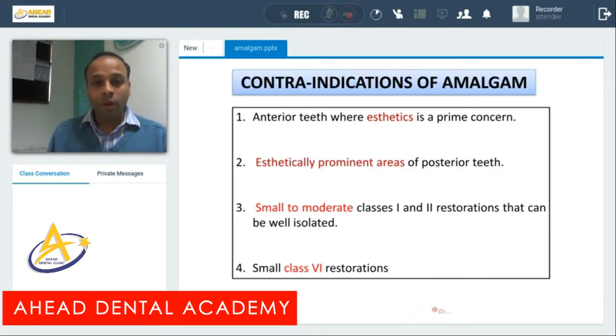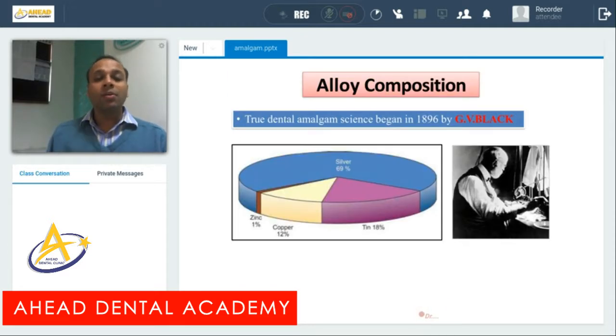Talking about the contraindication of amalgam, it is contraindicated in anterior teeth where aesthetic is of prime concern, aesthetically prominent areas of posterior teeth, and small to moderate class 1 and class 2 restorations that can be well isolated. In these cavities, composite is the ideal restorative material. Again, small class 6 restoration is also a contraindication.